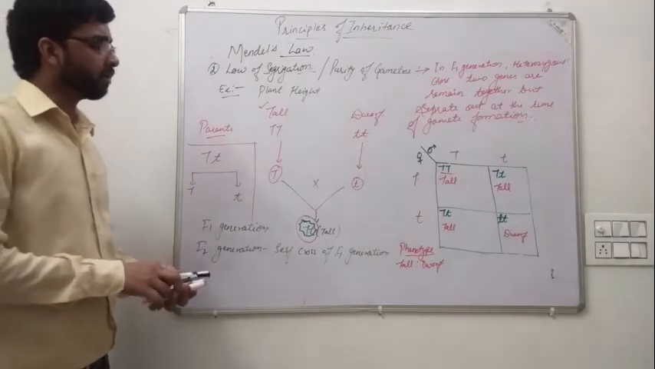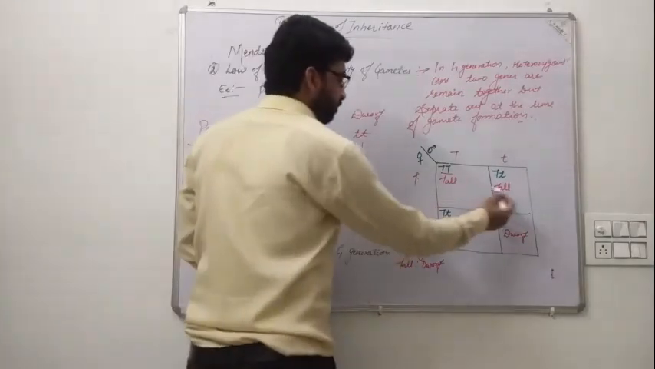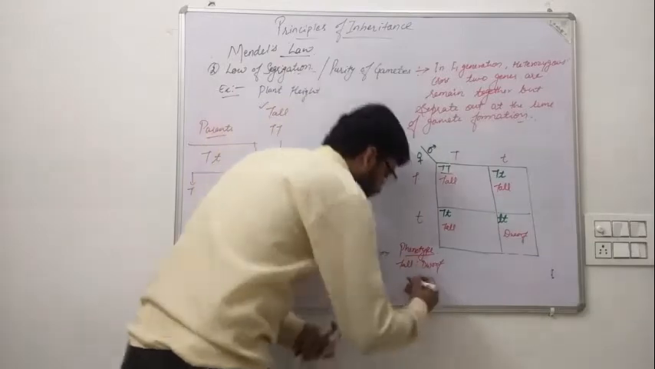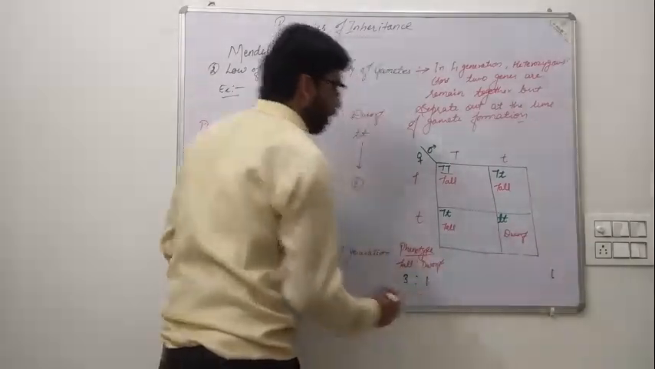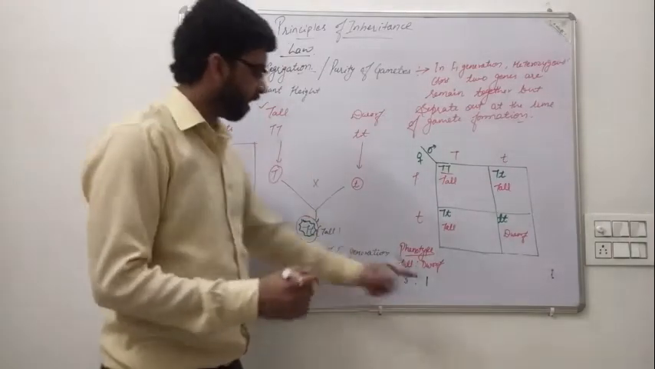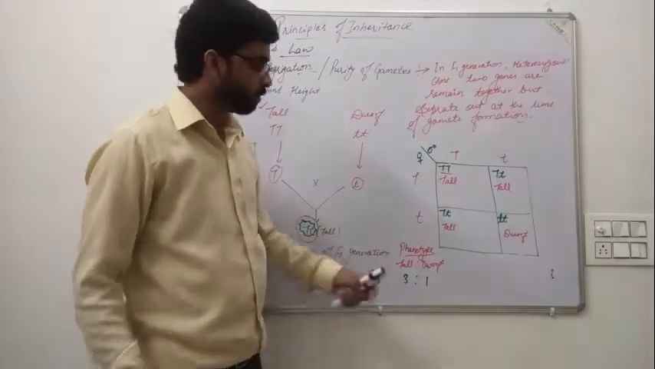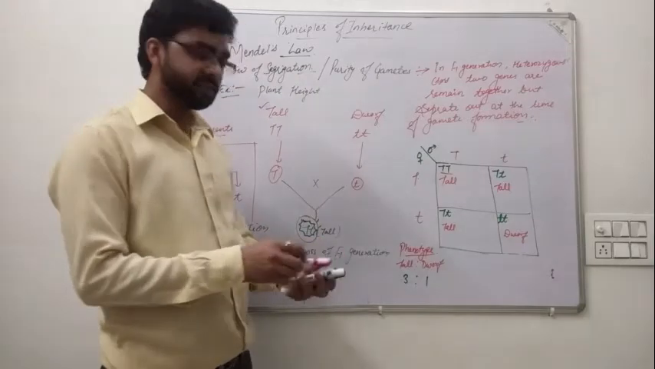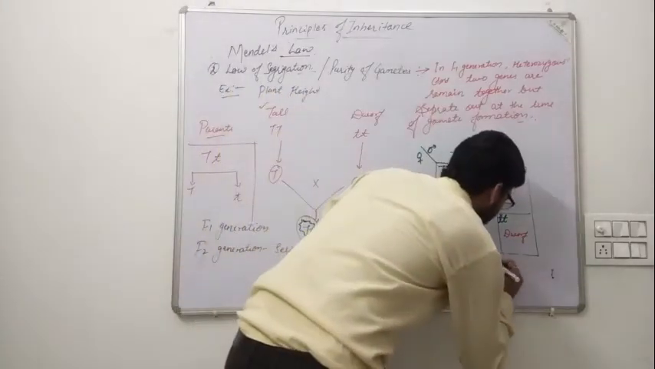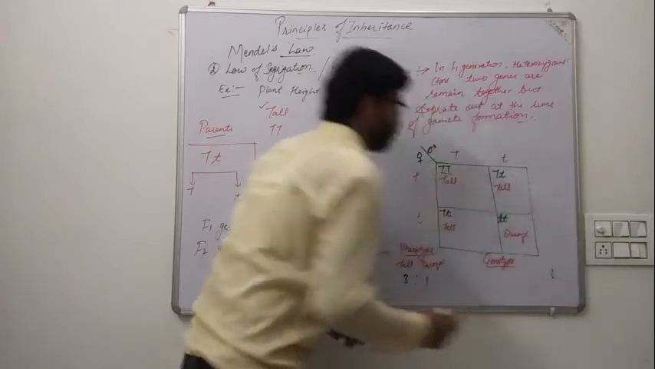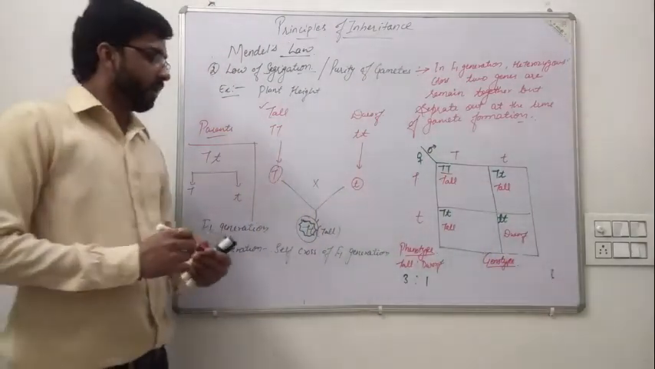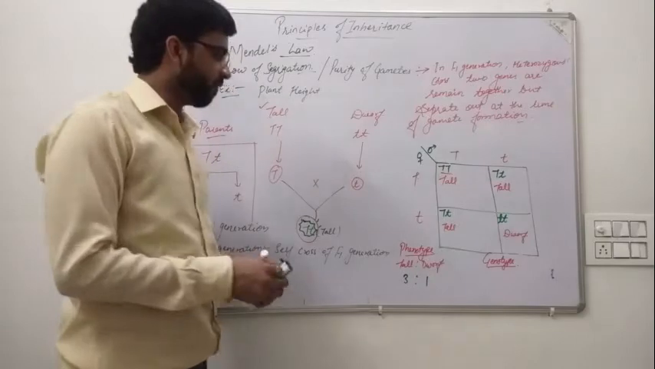So how many tall characters in this cross? 1, 2 and 3. These 3 are tall characters. And how many dwarf characters are there? Only 1. So out of 4, 1 is dwarf, and out of 4, 3 are tall. Next one is genotype. Genotype means genetic makeup. How can the character be defined?